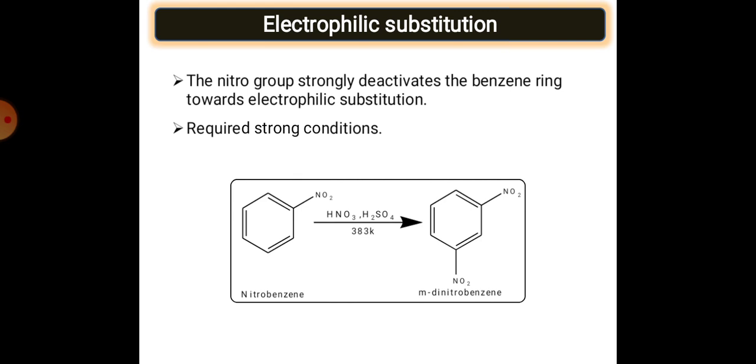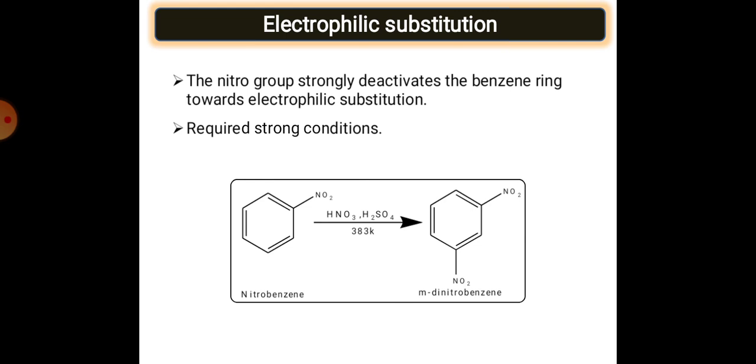Firstly, we look at nitrobenzene, this aromatic nitro compound, treated with HNO3 and H2SO4, that is the nitrating mixture, at 383 Kelvin, which results in the formation of meta-dinitrobenzene. How is this transformation produced? The first step is that it is an example of aromatic electrophilic substitution reaction. HNO3 and H2SO4 combined together convert to the nitronium ion.